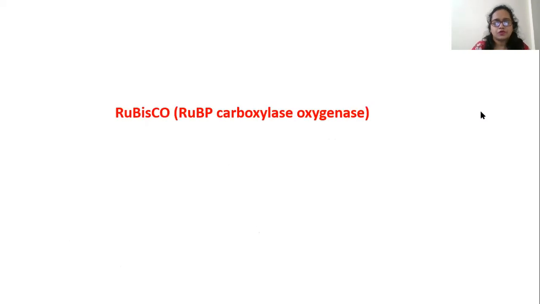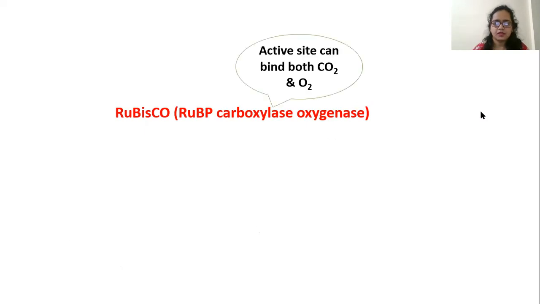As we all know, Rubisco stands for ribulose 1,5-bisphosphate carboxylase oxygenase enzyme, and this is the world's most abundant enzyme. We have already discussed it in the C3 cycle. Now I am recalling it. This enzyme has active sites which can bind to both carbon dioxide as well as oxygen, meaning it has affinity for both CO2 as well as O2.